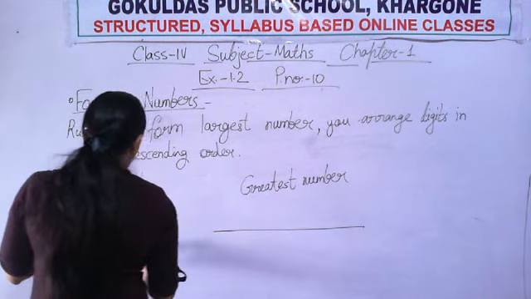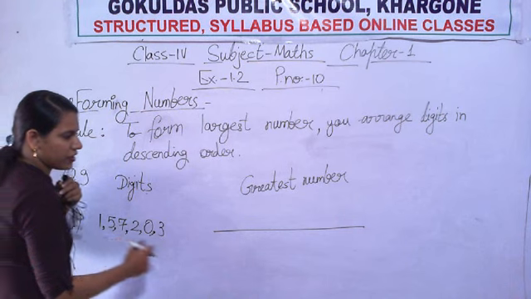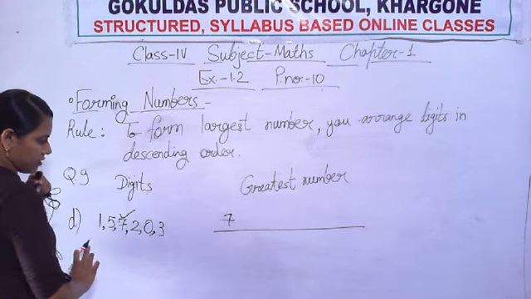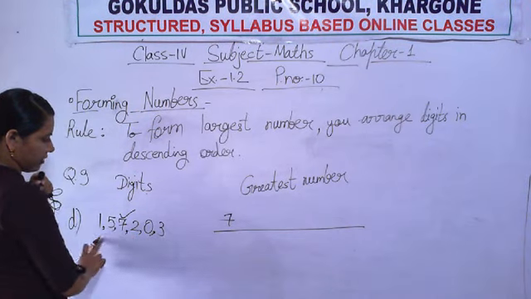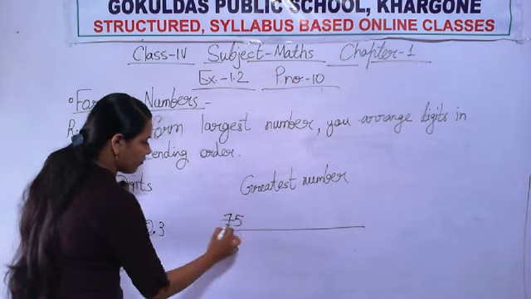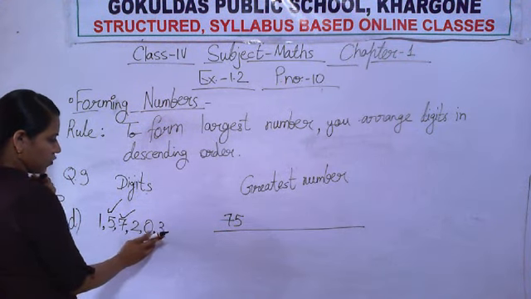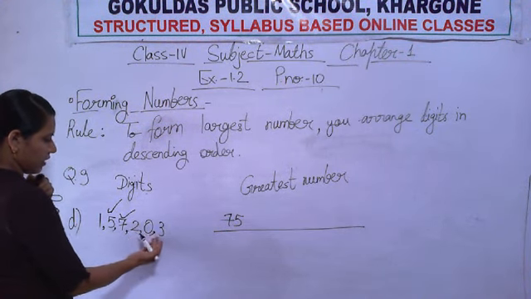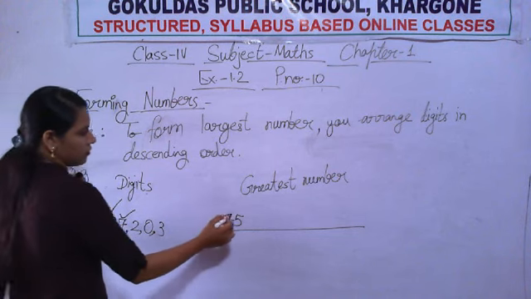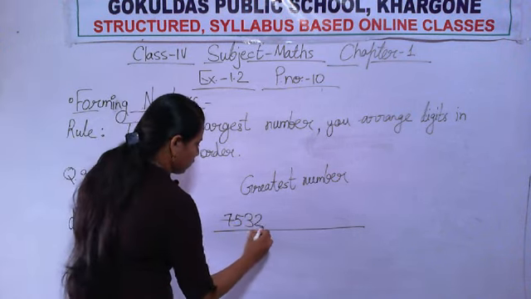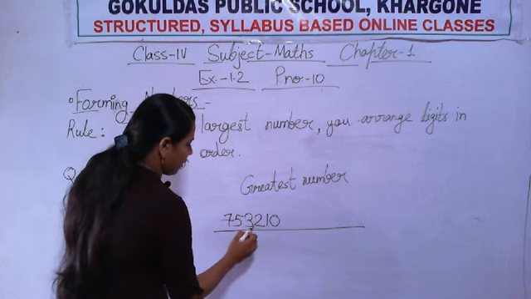Which one is the greatest among these? 7. So I write 7. Then I have done 7. I have these 5 digits. Which will come after 7? 5 will come. Okay, then 1, 2, 0 or 3. Which is greater among these 4? 3 is greater. So I am writing 3. Then 2. Then 1 and lastly 0 will come.